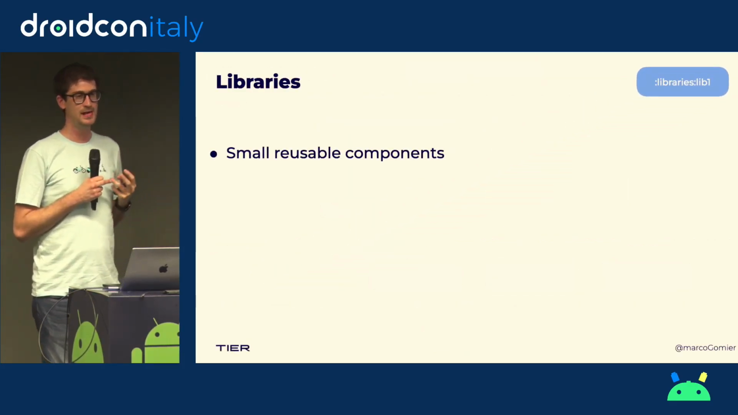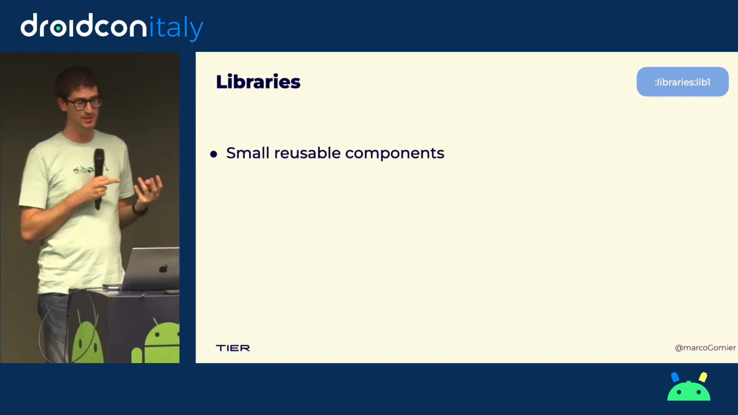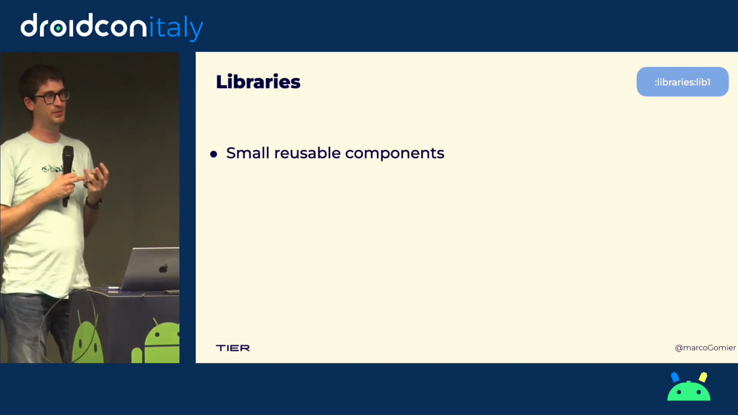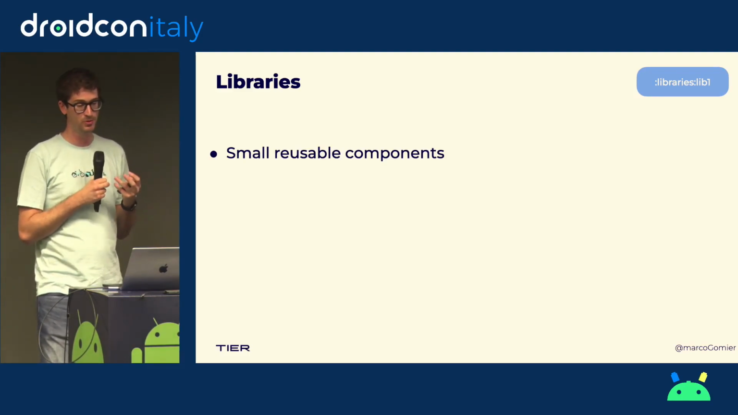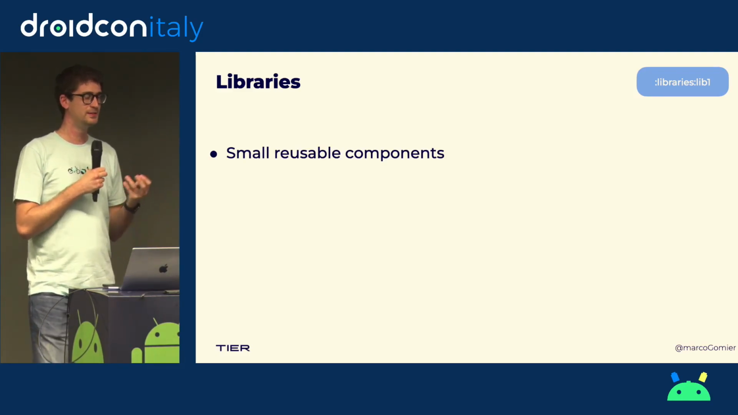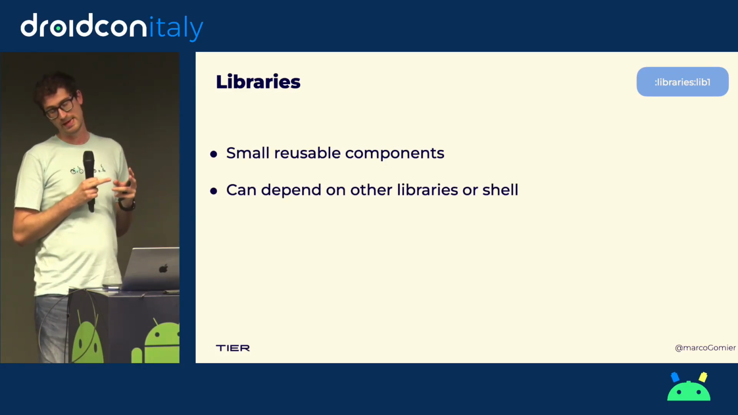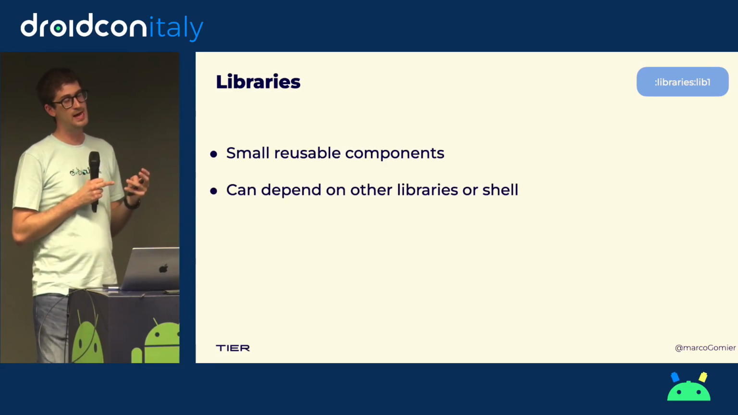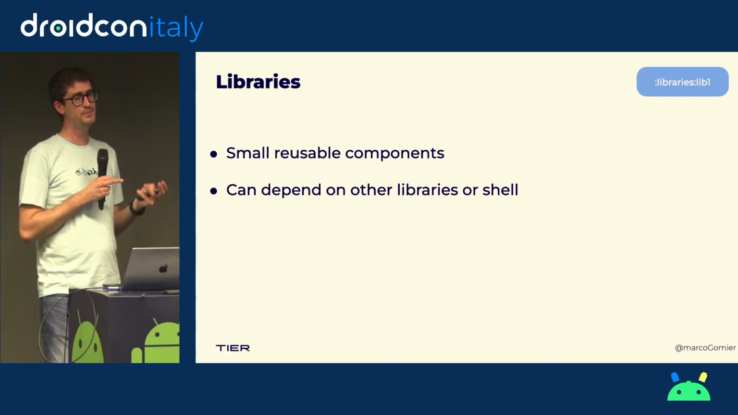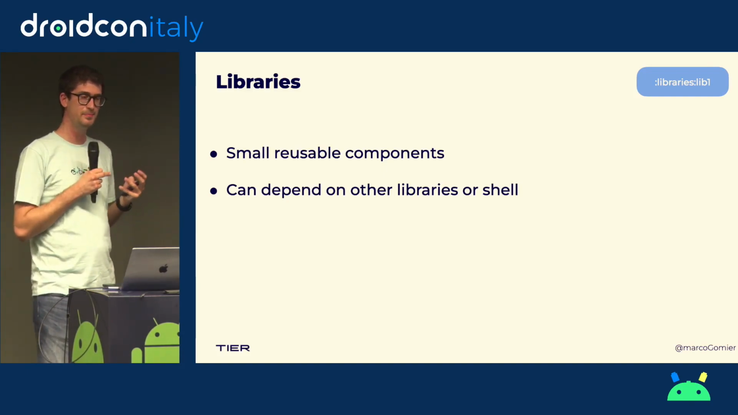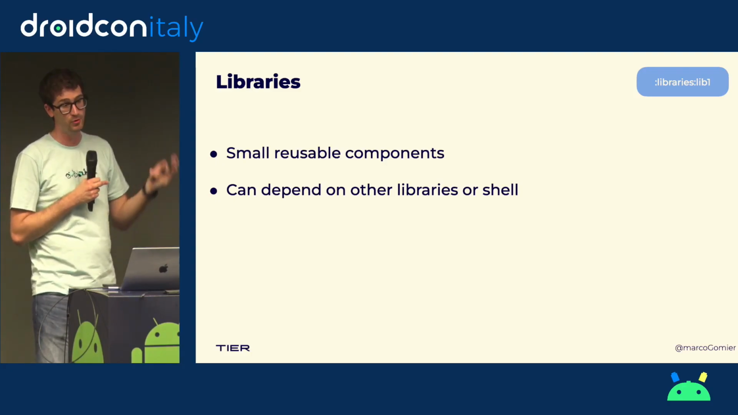And on the libraries level there are, guess what, libraries, which, as I said before, are just small reusable components, like utilities, analytics, and so on. A library module can depend only on other libraries or on the shell. They don't depend on stuff that is above them.